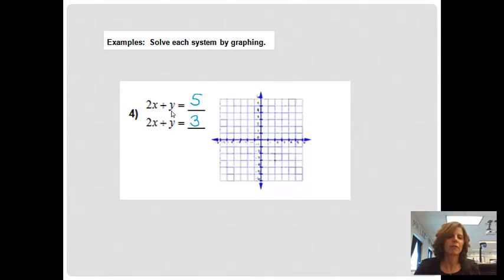All right, so if you're a cover-up person, if I have the y covered up, I'd have to divide both sides by 2, and I'm going to get x equals 2.5. And then if I cover up the 2x, I'll just have y equals 5. So I'll go to y equals 5, and then I'll go to x equals 2.5. 1, 2.5 right in the middle there. And then we're going to go ahead and connect them.